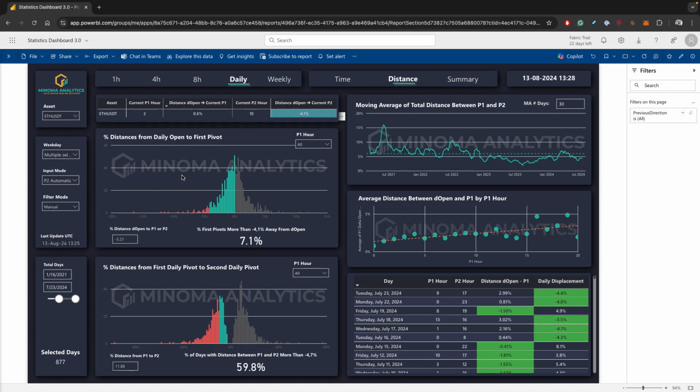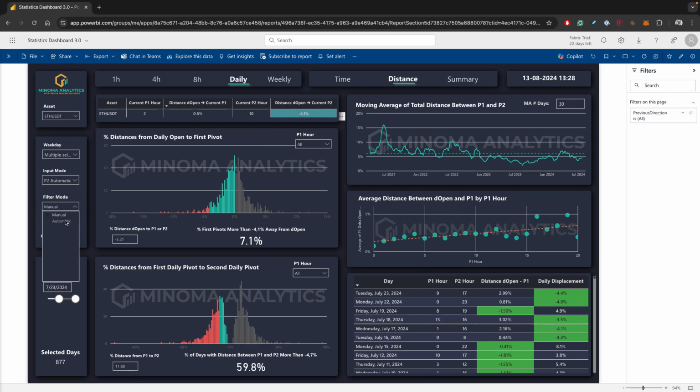What automated filter mode does is that it looks, so right now I have P2 automatic selected. It looks at, okay, when is the current P2 hour put in, which is in this case hour 10, and then it will automatically select the hours that are a similar distance, right? Have a similar average distance between daily open and P1.